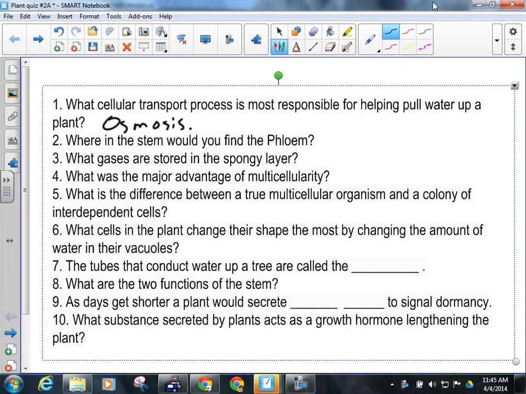Okay. For number 2, where in the stem would you find the phloem? Outside.